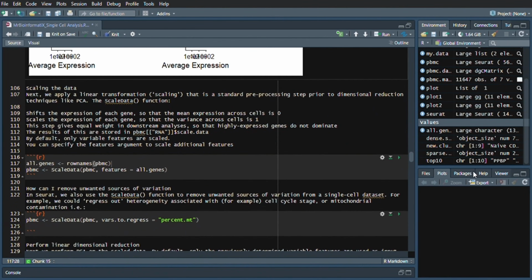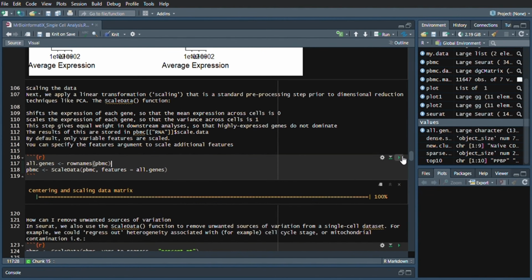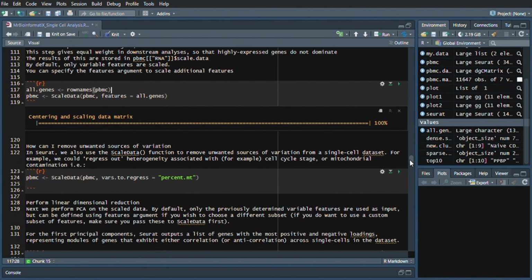Firstly, we make a variable called all.genes and put rownames of the PBMC. This retrieves the names of all the rows in the PBMC object. In this case, it's the name of the genes. And then we perform the ScaleData function, which is used to scale and center the data for each feature or gene. And then we put features equal all.genes. Now let's run our code. By setting features equal all.genes, we are telling the function to apply the scaling to all genes in the dataset, not just the highly variable ones.